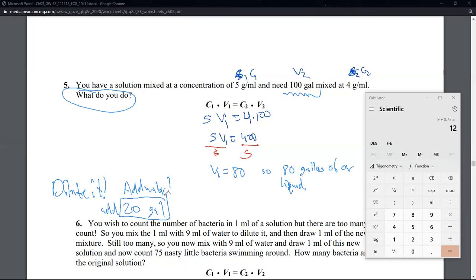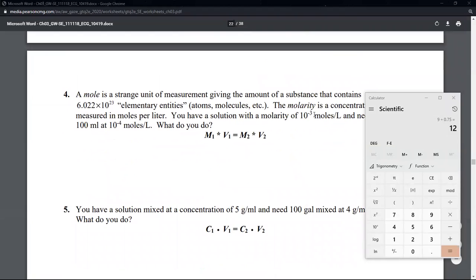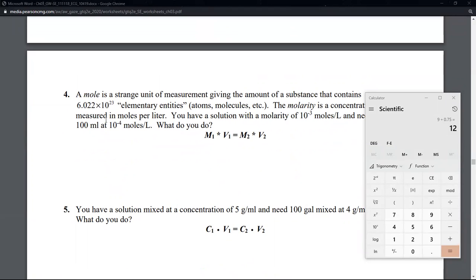So for instance, and I only have like 30 seconds to talk about this. Oops, nope. Clear first. So they give you 10 to the minus 3, which means you move a decimal left 3 times. They give you 10 to the minus 4, which means you move a decimal left 4 times.